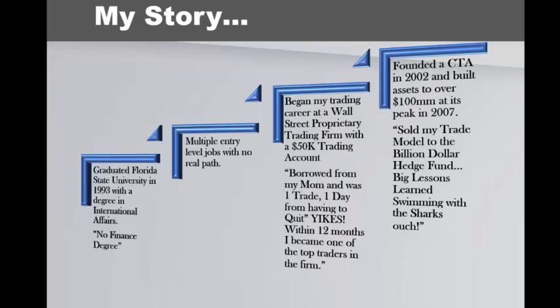In 2002, I founded my CTA, Commodity Trading Advisor, where I focus exclusively on foreign currencies. So I built my CTA. I started out with $400,000 in assets.